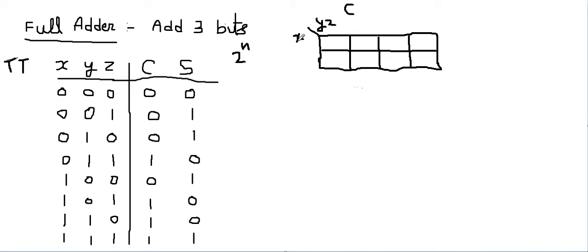Take x on the left hand side of this, because there are 2 possibilities for x, 0 and 1, and for y, z we have the 4 possibilities, which is the combination of 0 0, 0 1, 1 1, 1 0 here, and then we have 1 1 here, right?